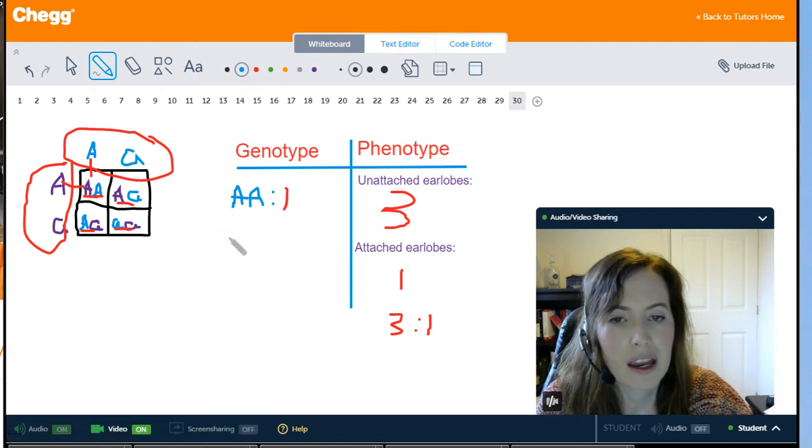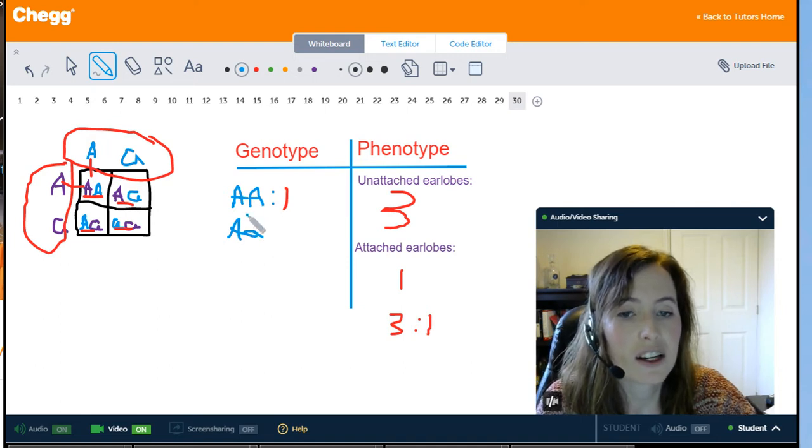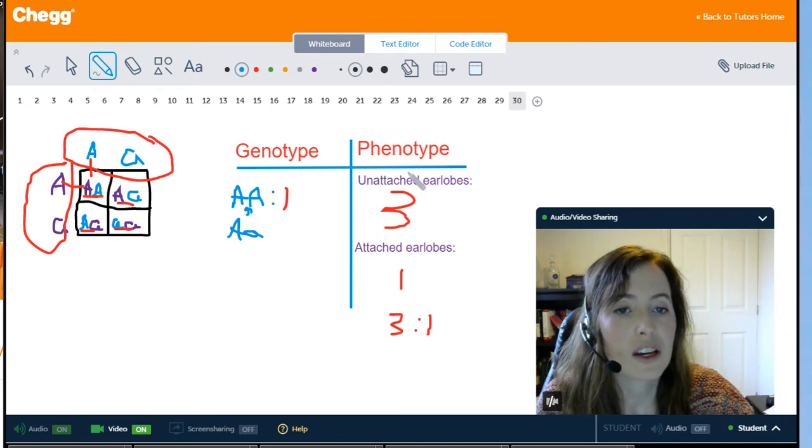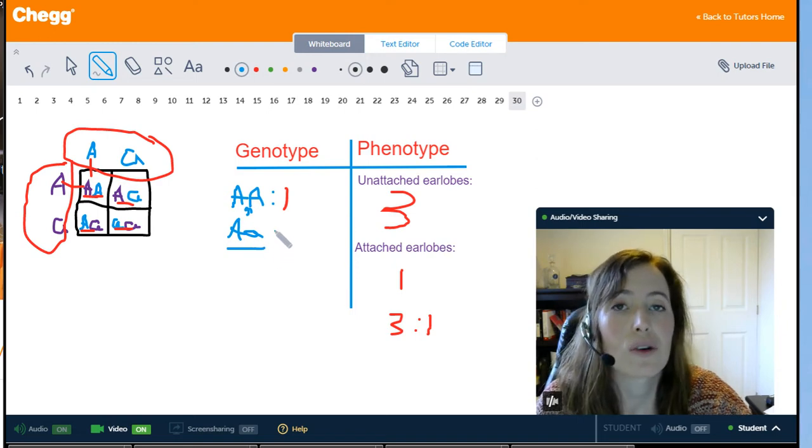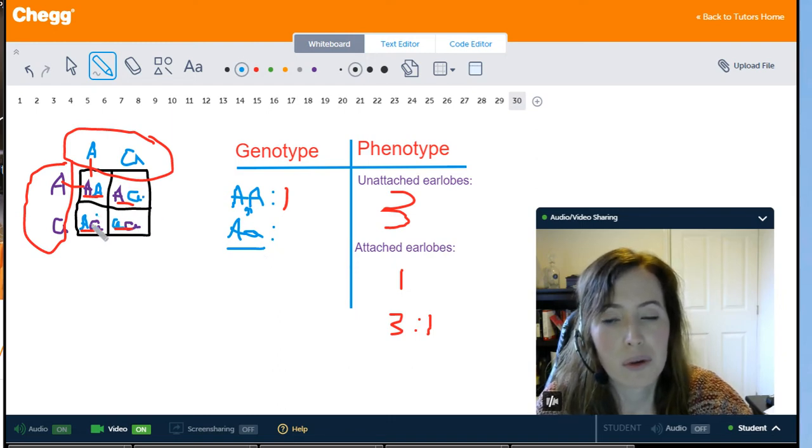And then for my heterozygous, which is also dominant, but for my genetic information, this is different than homozygous dominant. Even though the results, the physical features are still the same, the genetic information is different. So if you're doing a genotype, you have to show this independently. And so for my heterozygous, I have 2 chances of it being heterozygous. And both of these are heterozygous. So I have a 2 here.